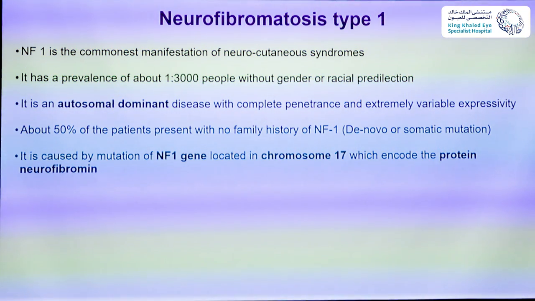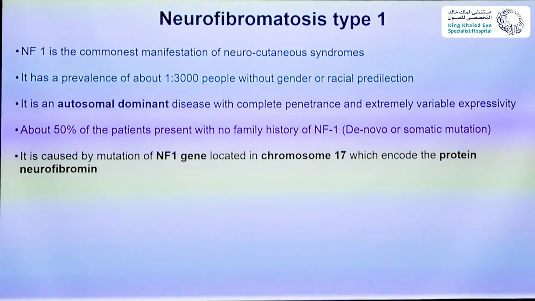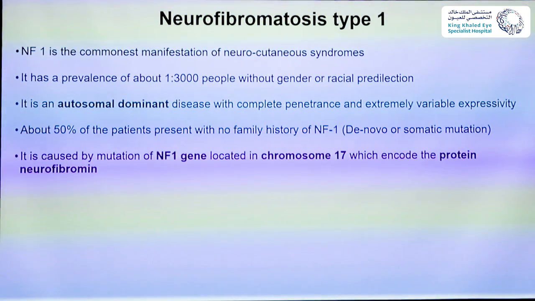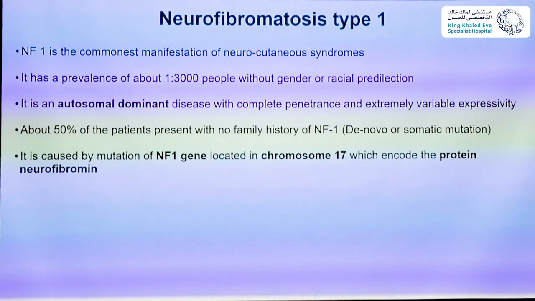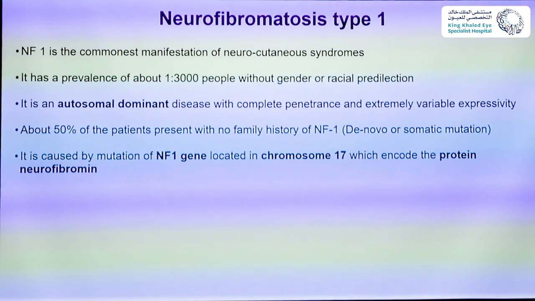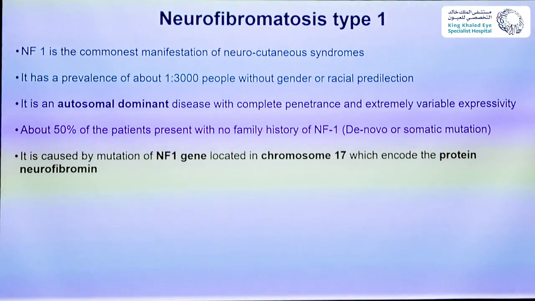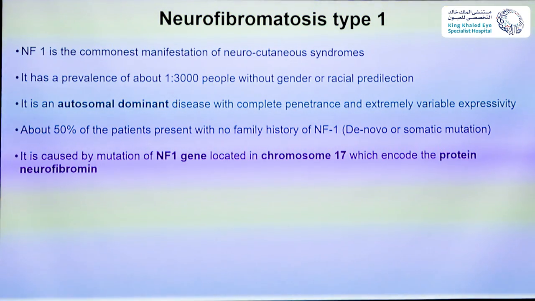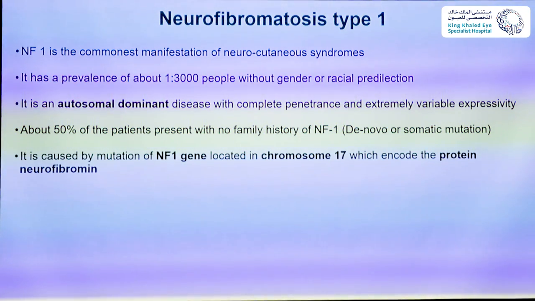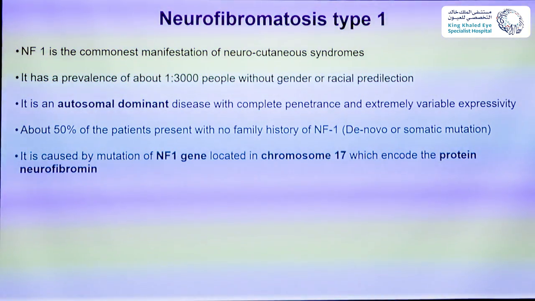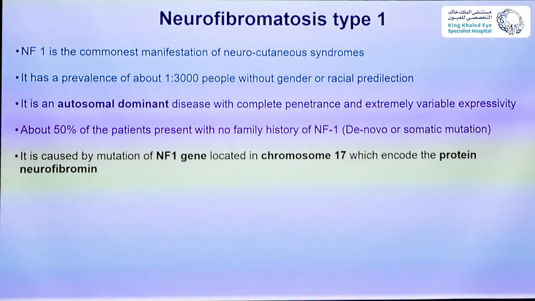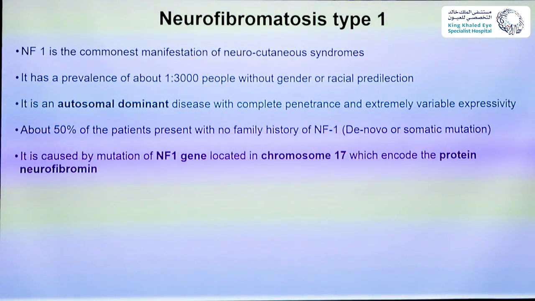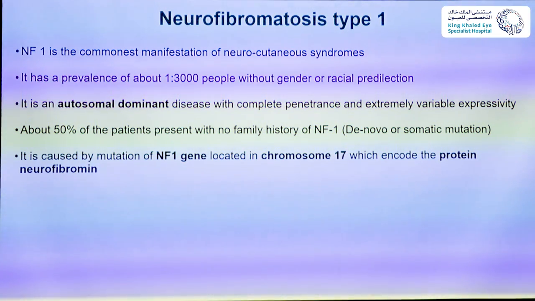About 50% of the patients present with no family history of NF1, which is called de novo or somatic mutation. So although it's considered an autosomal dominant disease, half of the patients deny any family history of NF1. This can be understood as the patient's cells developing a mutation after fertilization, after having a normal genetic pattern. That's what they call de novo or somatic mutation. Why that mutation happens after fertilization, nobody knows. That's opposed to the germline mutation, in which patients present with autosomal dominant disease and have their disease manifestation. So that's somatic versus germline.